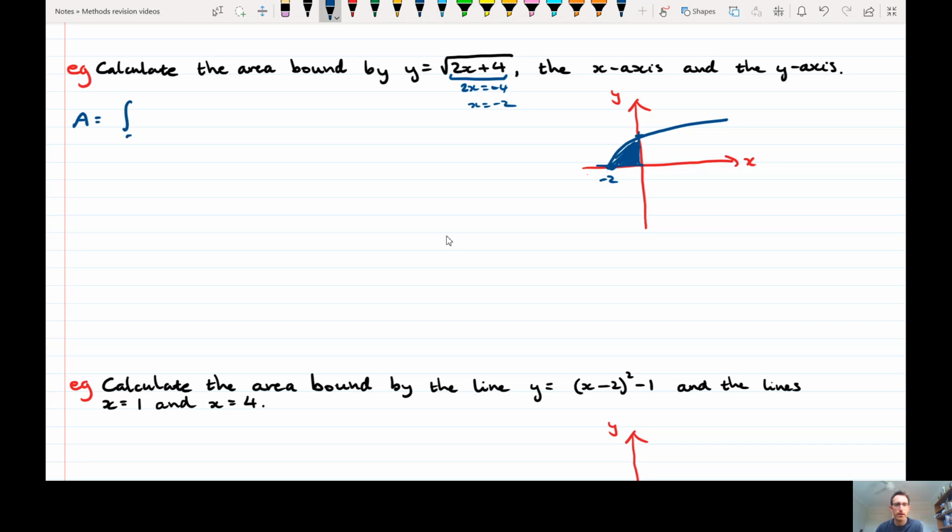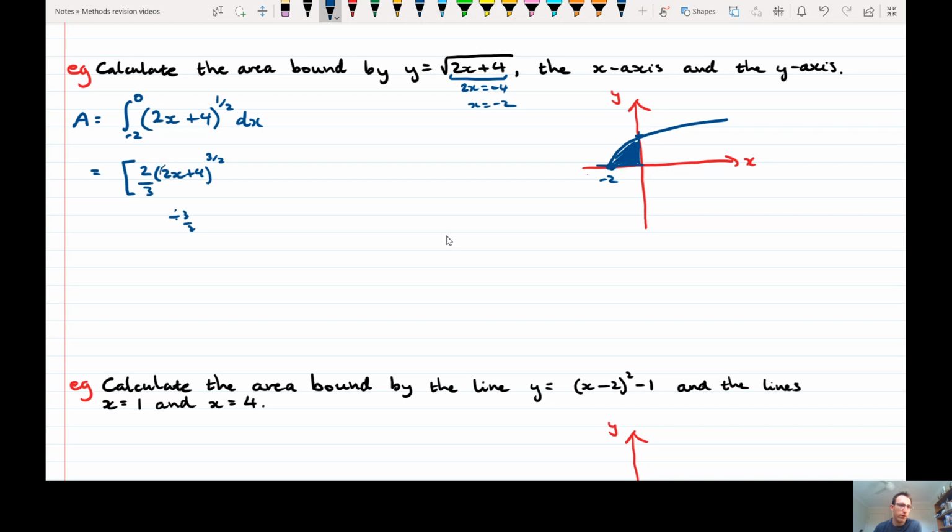The integral between -2 being the lower value to 0 being the upper value of the square root of 2x plus 4, which I'm going to write as power of 1/2 because it's a bit easier to anti-differentiate that way. And then I'm going to anti-differentiate by using the rules we learnt last time. Check those rules out. So 2x plus 4, you raise the power of 1/2 by 1 and gives you 3/2, and you divide by that new power. Now, dividing by 3/2 is equivalent to multiplying by 2/3.